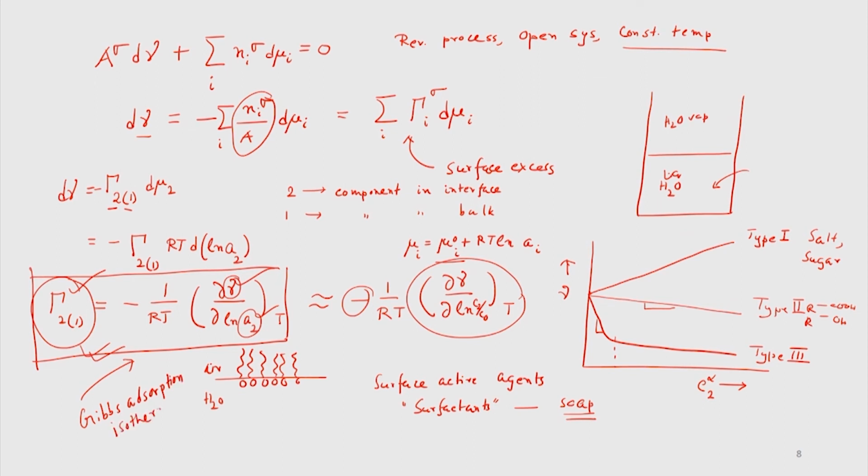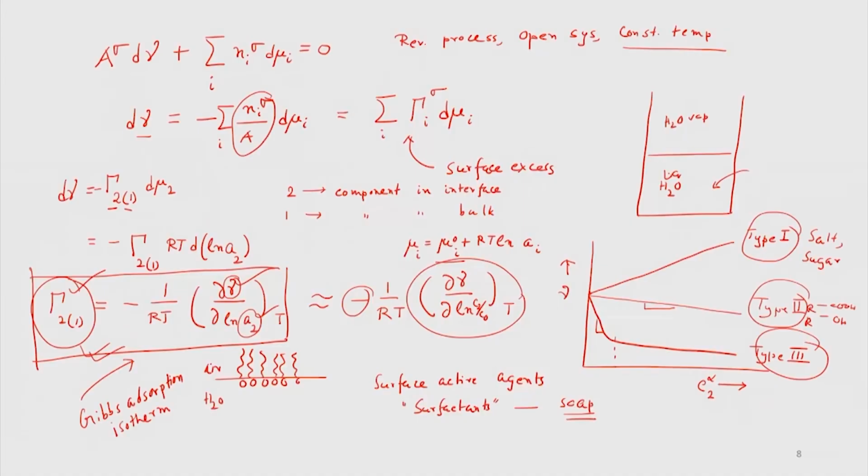Based on the Gibbs adsorption isotherm, we can differentiate molecules into three different categories: type 1, type 2, and type 3. Type 3 molecules are very interesting, and are known as surfactants, because they have a very high propensity to go into the interface rather than staying in the bulk phase.